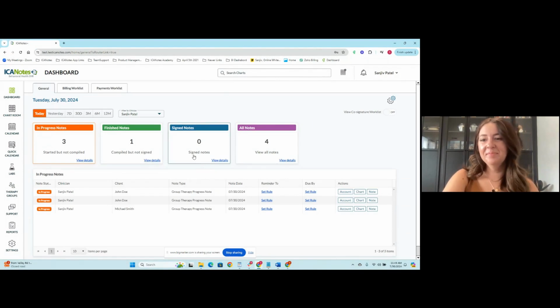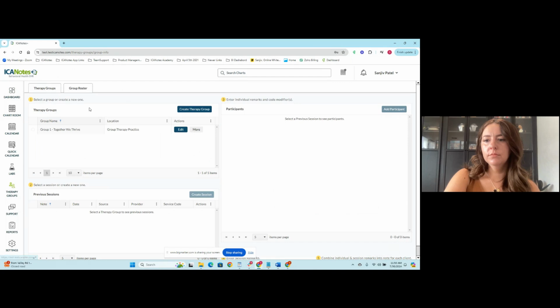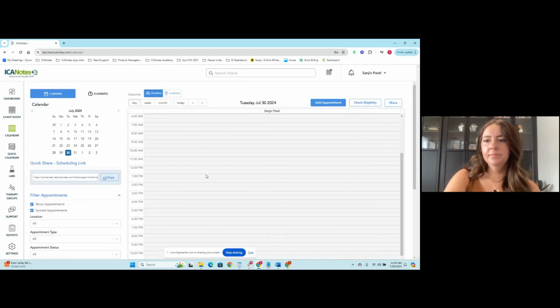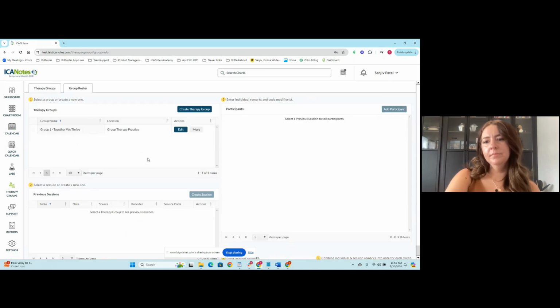All right, so when you first log in as a user for iConotes Plus, you're presented with the dashboard. On the left-hand side, you'll see an icon that says Group Therapy Groups. You can click on that, and that's where you would create your therapy group. And also you can conduct your sessions directly from this module here. That's one way to do it. The other way to do it is from the calendar. So you can schedule a session, a group appointment, and add multiple participants to the group appointment and schedule it that way. So there are multiple ways to kickstart your group session there.